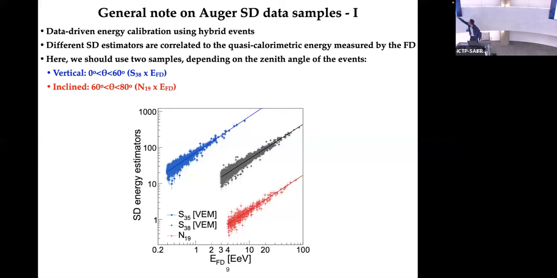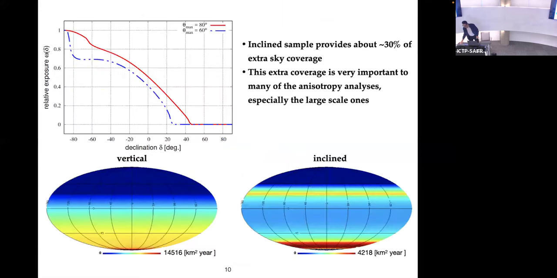So here are just ways to show that actually we understand these correlations. This is the energy measured by the fluorescence telescope, now correlated with that S1000 thing that I mentioned before. You see that they correlate very beautifully for the vertical showers. This is, in fact, N19 for the inclined showers, and then two other estimators for the surface detector. Okay, I think that's maybe enough for the detection technique.